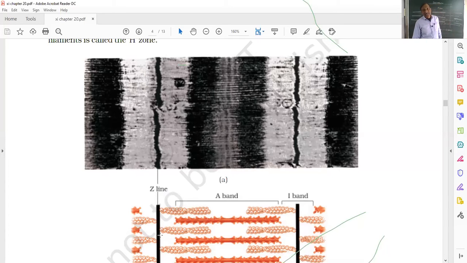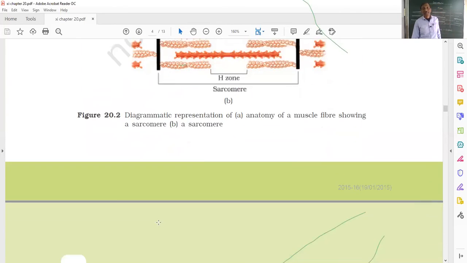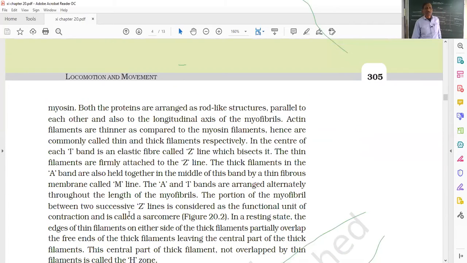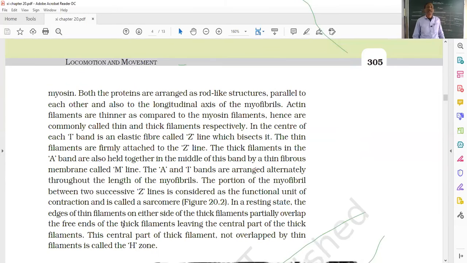So this is the ultrastructure of striated muscles. Other muscles are also more or less of the same type, but the striations are not very clear in the case of smooth muscles. In cardiac muscles, it is still there. In one muscle fiber, there are so many sarcomeres. So many sarcomeres constitute together one muscle.